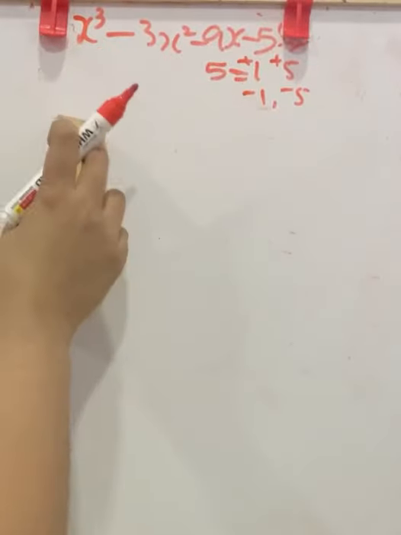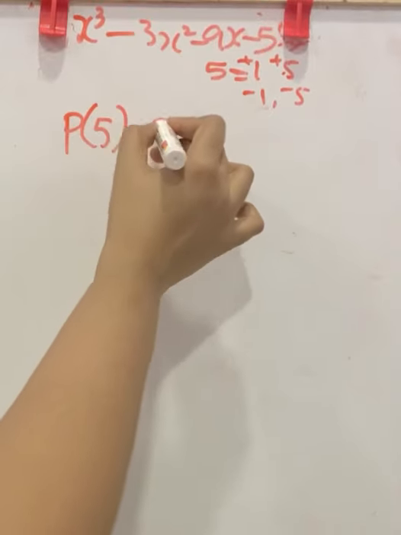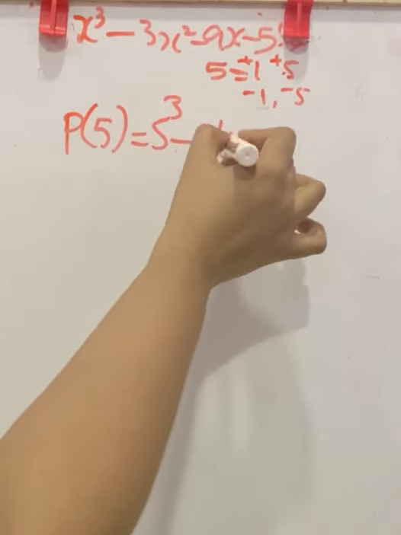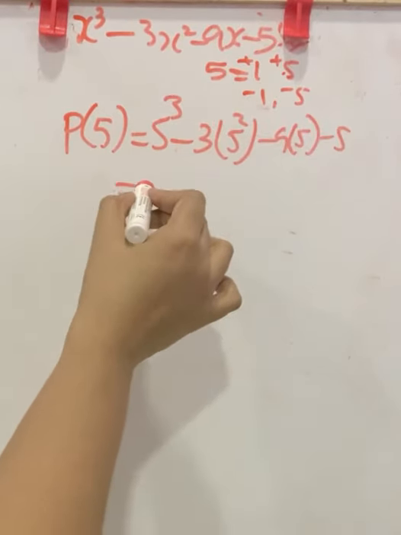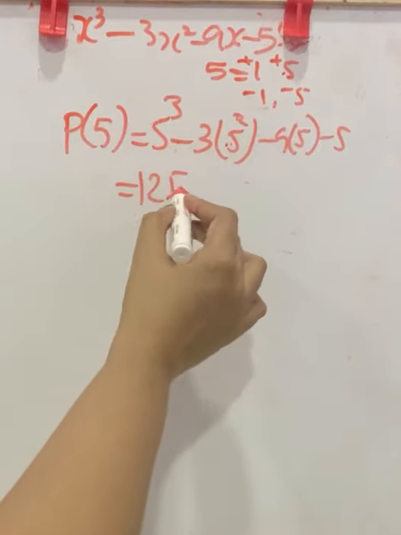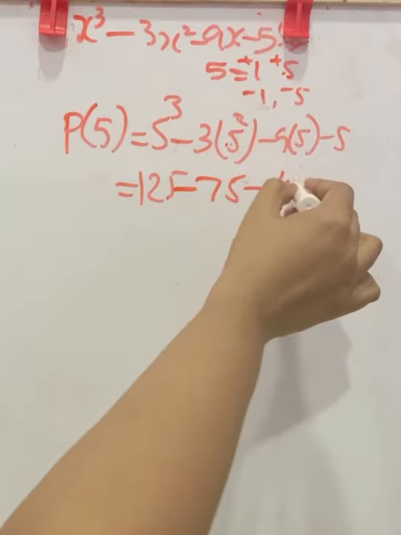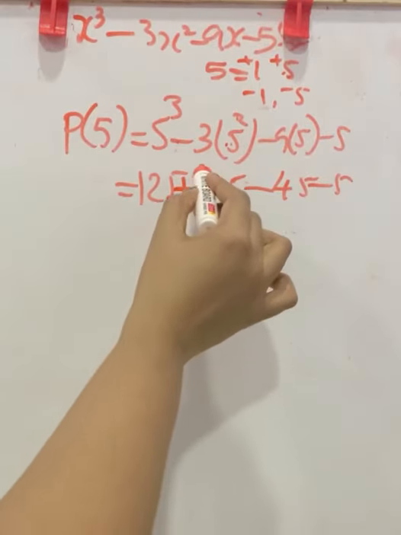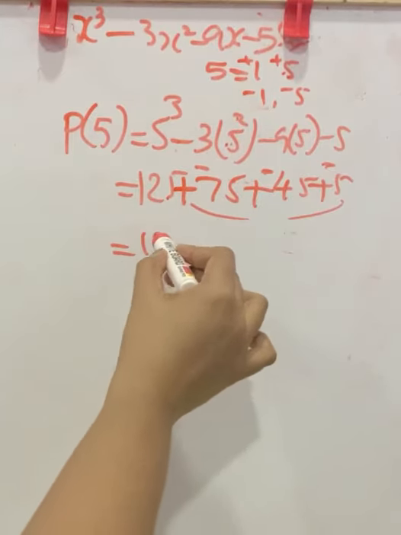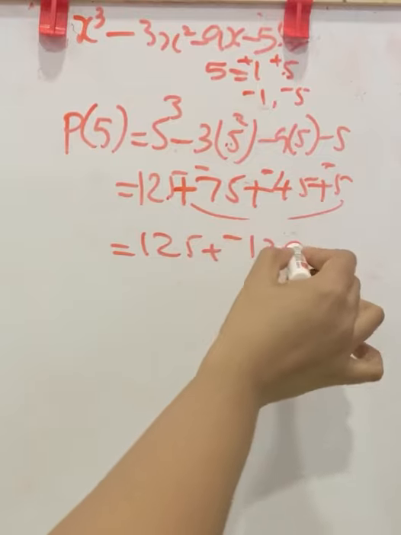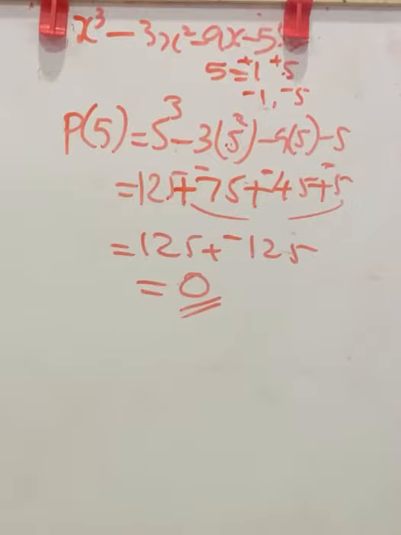So next trial, we can take p of 5. P of 5 is equal to 5 cube minus 3 into 5 square minus 9 into 5 minus 5. So 5 cube is 125. Here minus into plus is minus. 5 square is 25, 25 3s are 75. Minus 9 5s are 45. Minus 5. All the negatives, the sum will be 125, plus and minus 125, the result will be 0, additive inverse. So we got p of 5 equal to 0.